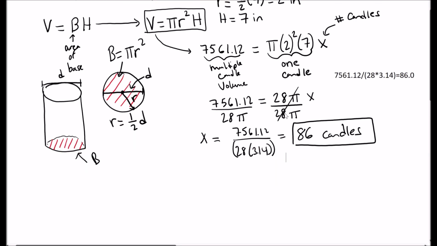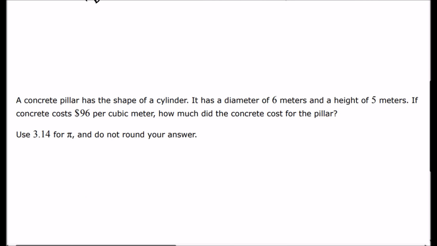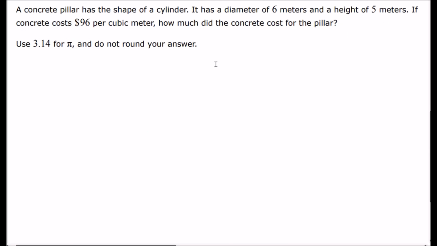All right, so that takes care of that question. Let's look at the next question here. A concrete pillar has the shape of a cylinder. It has a diameter of 6 meters and a height of 5 meters. If concrete costs $96 per cubic meter, okay, so we got $96 per cubic meter, that's important. How much did the concrete cost for the pillar?